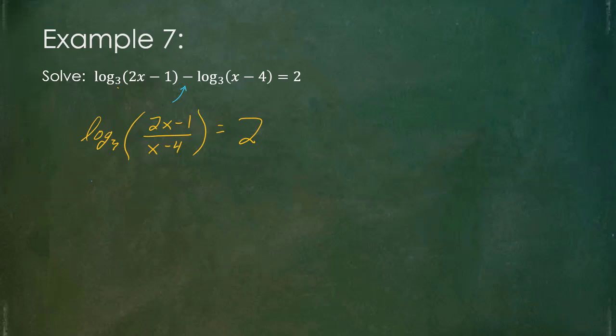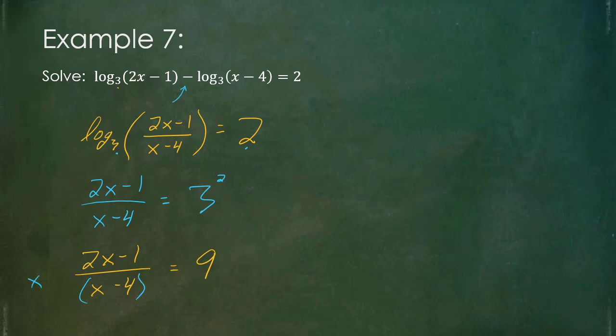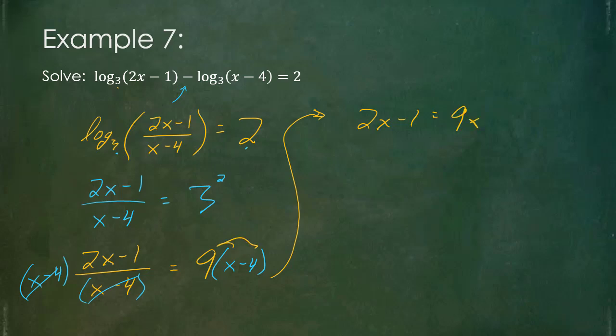So just like we did before, since I have it as a single logarithm, I should be able to convert it into exponential form, where my base is 3 and my power is going to be 2, so that would be 3 squared on the right side. I can rewrite this as 2x minus 1 over x minus 4 being equal to what 3 squared is, which is 9. Now to get rid of the fraction, I could just multiply both sides by the denominator. That way I don't have to worry about that on the bottom. And this now could be rewritten as 2x minus 1 being equal to, and if I distribute the 9 through, I'd end up with 9x minus 36.